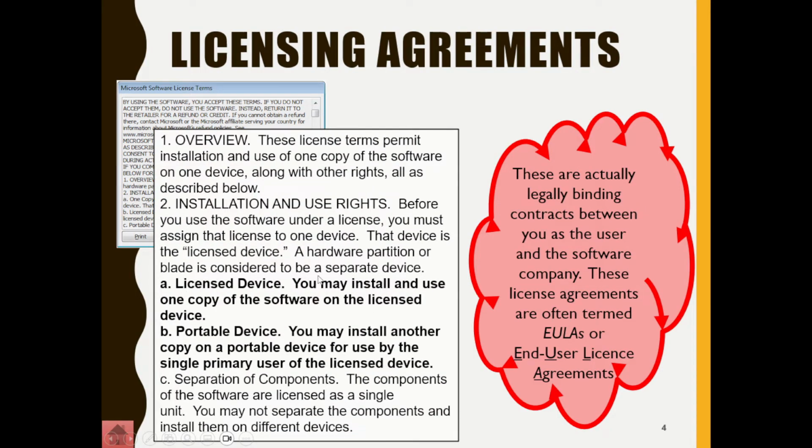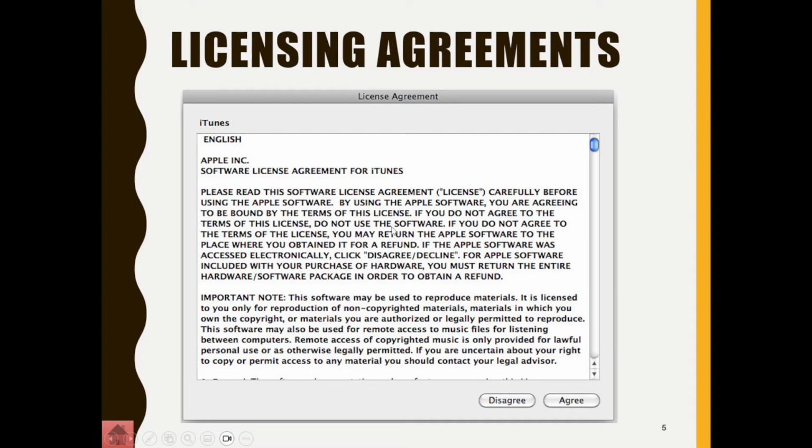Here you go again. Licensed device, you may install and use one copy. Portable device, you may install another copy on a portable device for use by a single primary user of the licensed device. So there they stipulate exactly what you can and can't do with it. Okay, that's a license agreement. Here's another example, probably the longest one that's out there, which is from iTunes.